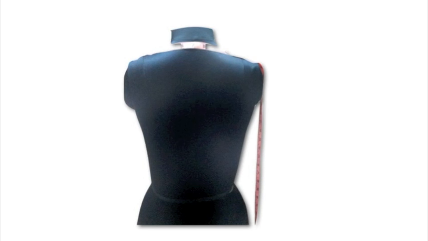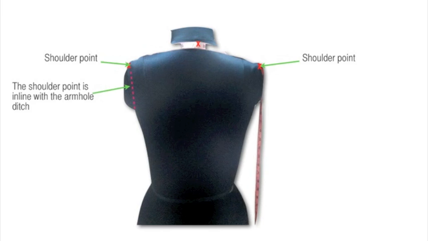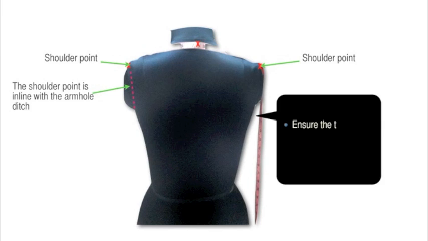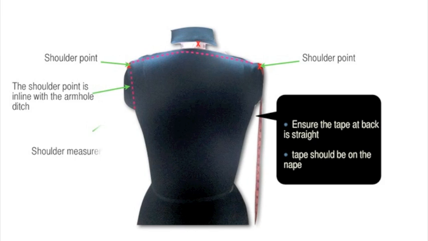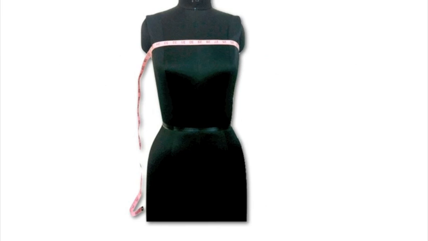The first in this case would be your shoulders. What you've got to do is keep the tape on one shoulder point and move it till it reaches the other shoulder point. The way you define your shoulder point is that it is perpendicular to your armhole ditch, right above your armhole ditch. There you have a shoulder point. Next we'd come to the circumference measurement, that is your chest measurement.